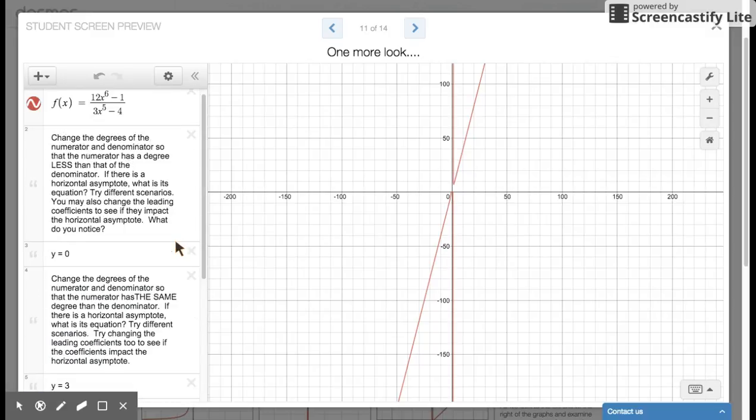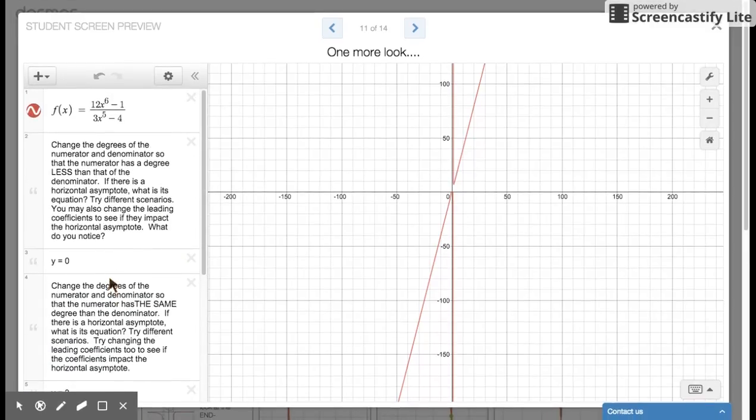So I hope that now we can tell just by looking at the features of the equation whether the rational function has a horizontal asymptote or not. And if it does have a horizontal asymptote, whether the horizontal asymptote is the x-axis or it is somewhere else.